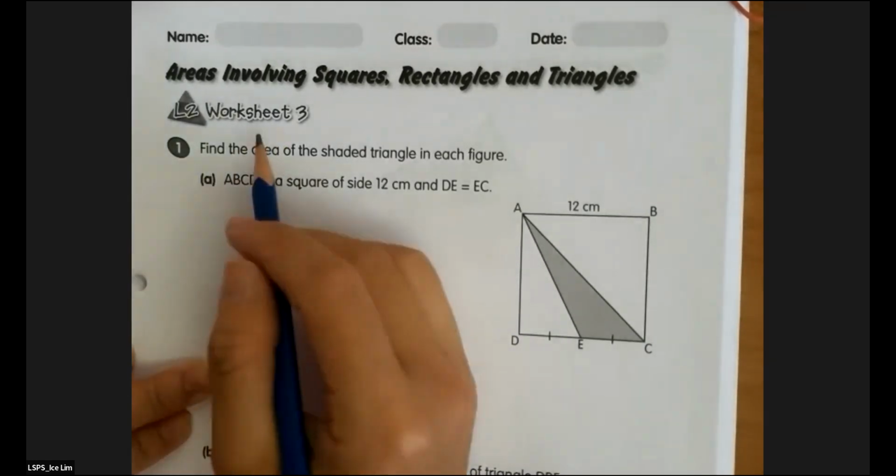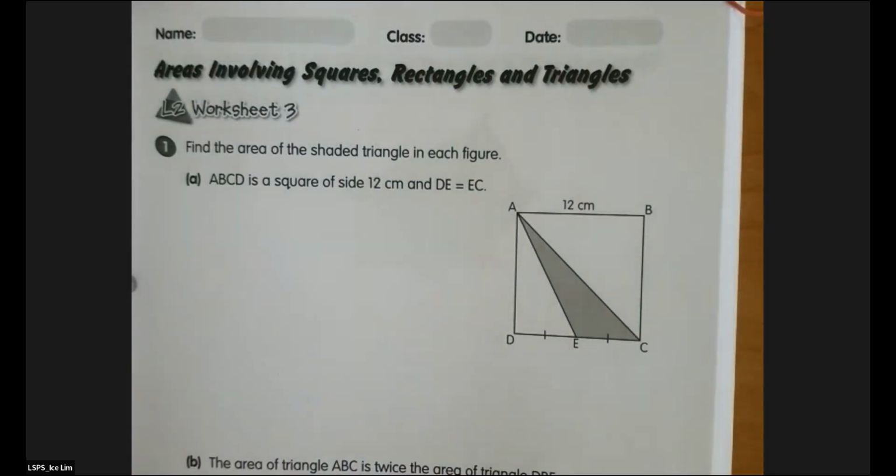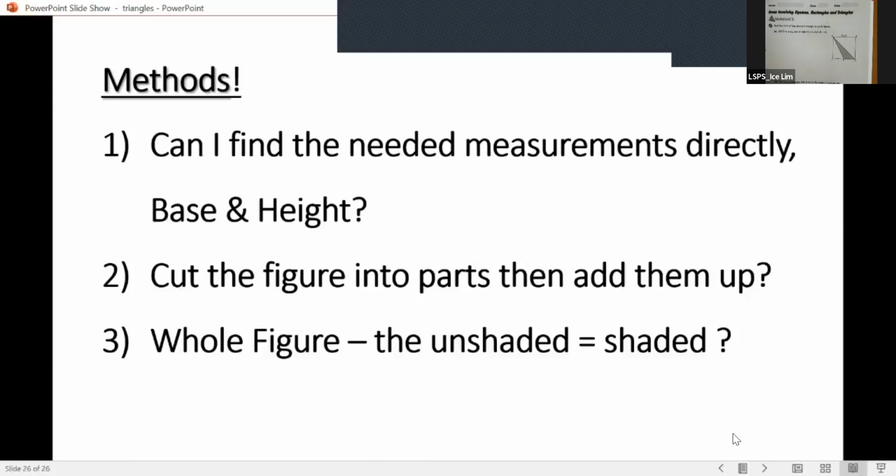Okay, here are the 3 methods to revise again. Revision one more time, the 3 methods we commented on just now. First one, can I find the needed measurements directly? Things like base and height. If the measurements are directly there, that means I can solve them very quickly. Method number 2, can we cut the figure into parts and add them up? Number 3, do I work with the whole figure minus the unshaded to give me the shaded? Can? Okay.